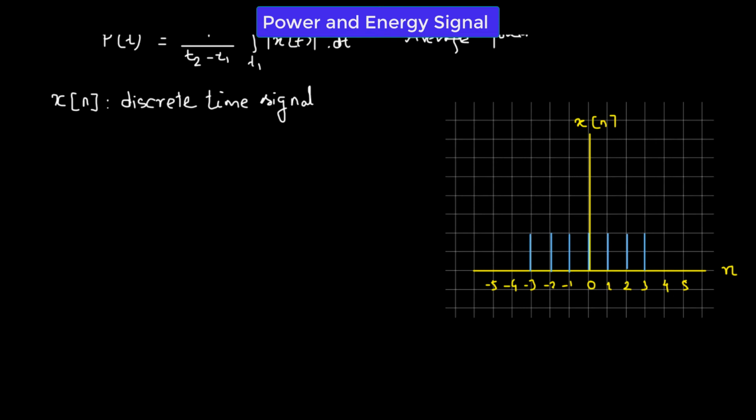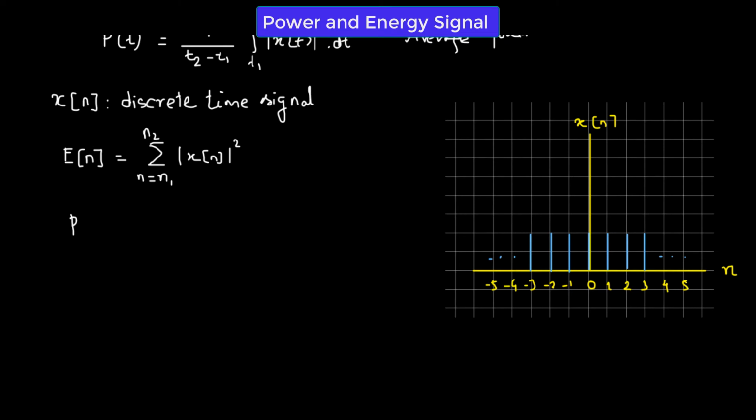Now, in order to find out the energy of a discrete time signal, that would simply be E of n equals the summation of small n going from n1 to n2 of the absolute value of the discrete signal squared.